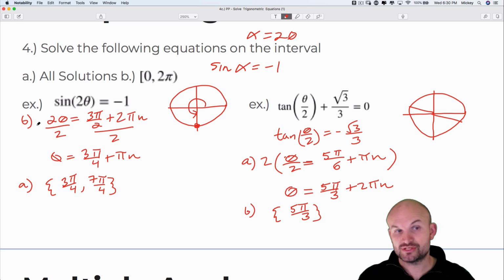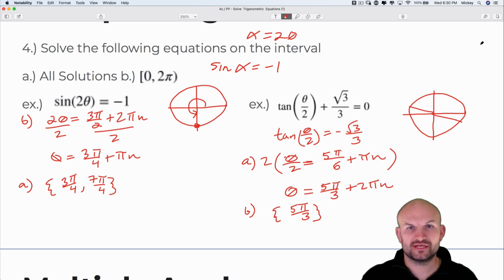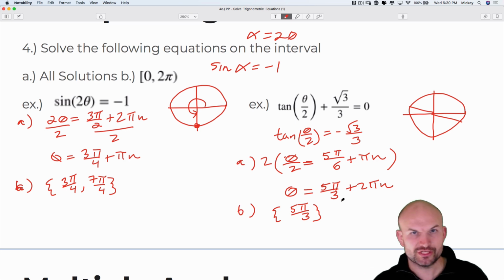You can see how I kind of switched it up. Oh, actually, I noticed that I switched up my examples in order. So it's easiest to solve these equations for all solutions first, and then to go backwards and find all the solutions between 0 and 2 pi.